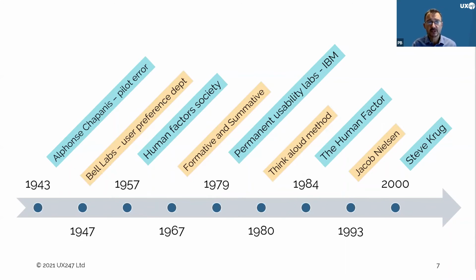Moving through, you've got the Human Factors Society that was founded in '57, and that has got 4,500 members now. Also formative and summative. These are research methods. Formative was coined because it talks about forming and shaping the design, and summative is about determining issues, so more evaluative.